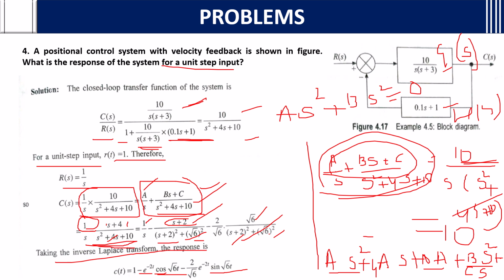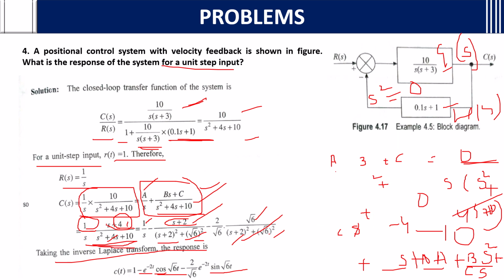Then one more, the s terms. You have 4as plus cs equals 0, because there is no s term on the other side. So 4s plus cs equals 0, so cs will be equal to minus 4s. So c will become minus 4. Here b will become minus 1. So s plus 4 will be the value. Like that you need to calculate.